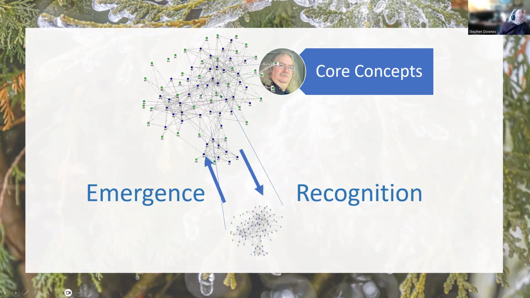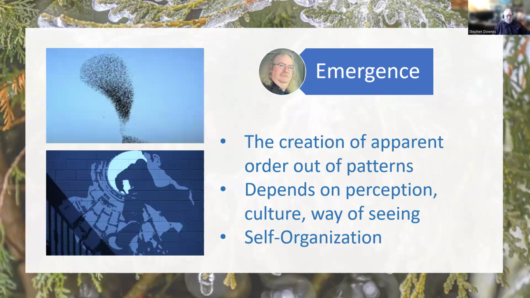Here are some networks. We have two separate networks, maybe your personal neural network and a social network. If a pattern exists in one network, we can say that it emerges, and if there is a pattern in the network that is detected, that is recognized. It's kind of a rough concept here, but the main thing is that one network can recognize a pattern in another network. What do I mean by that? Well, emergence is the creation of what we might call order out of patterns, order out of chaos. But emergence depends on perception.